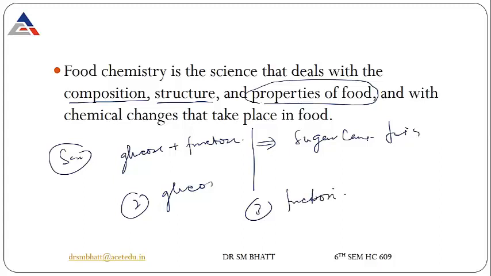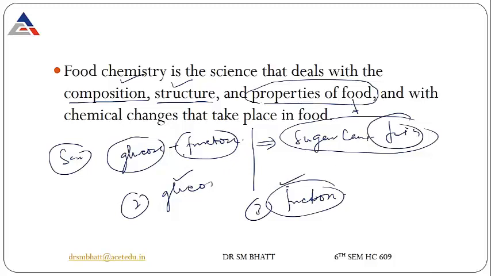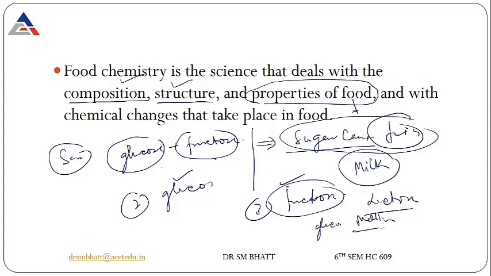Which will taste better? Which will be more tasty? Sugar cane juice will be more tasty, because it is a mixture of glucose and fructose. Glucose or fructose alone will not be so tasty. So the property of food depends on the composition and structure of the food, right? If only glucose is there, it is less tasty. Only fructose, less tasty. If glucose and fructose are both there, then sugar cane. But if you drink milk, it is more tasty because of lactose, made up of glucose and galactose, right? So lactose is even more nutritious than that. Clear?